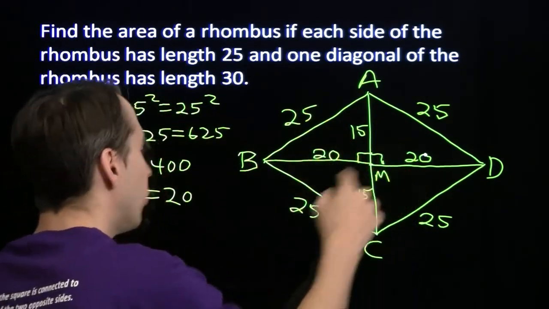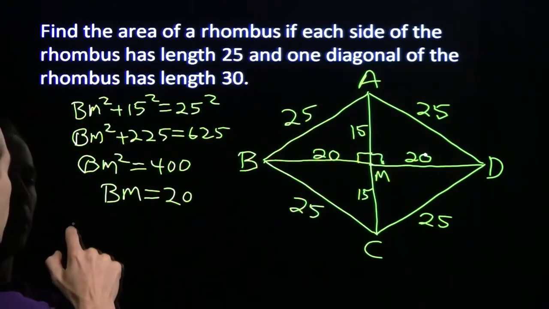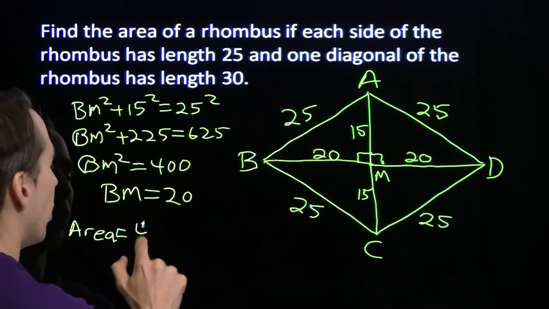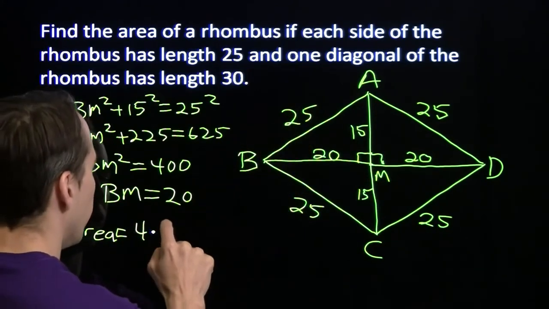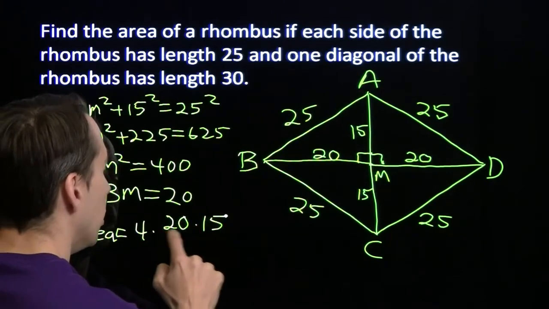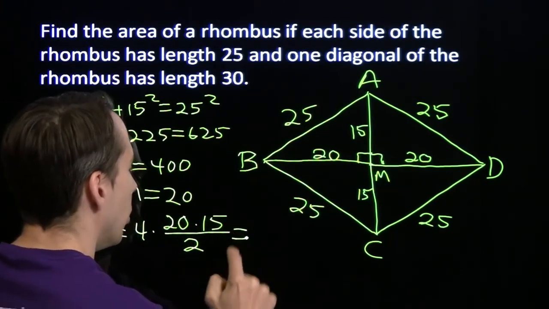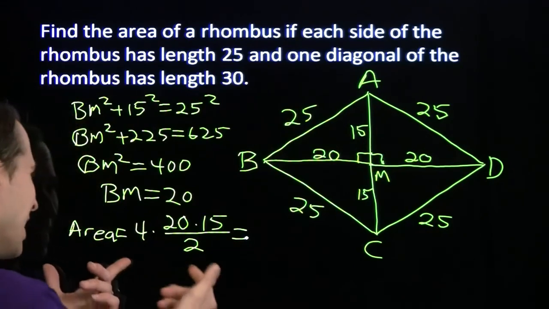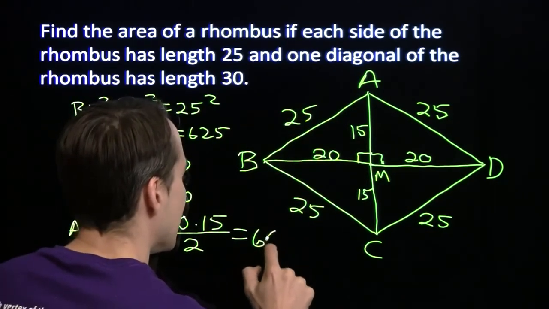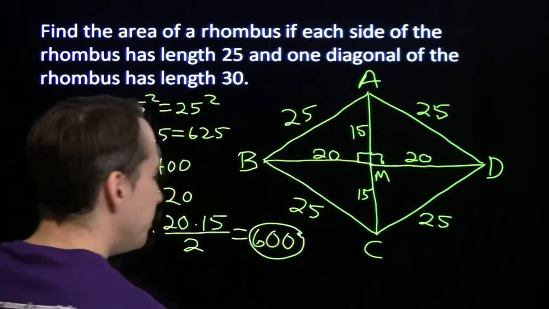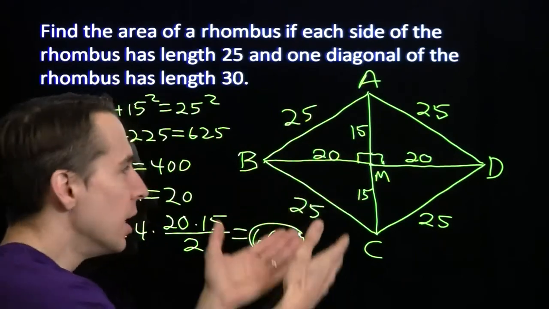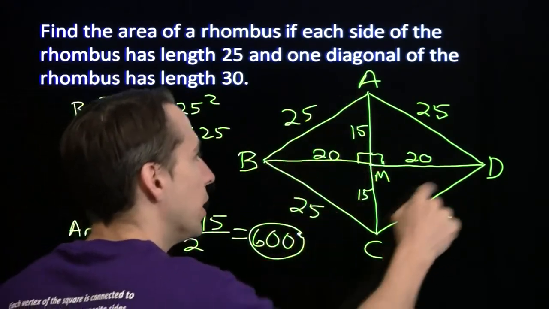We've got our 4 right triangles, so our total area is 4 times the area of one of these right triangles. These are all identical. Each triangle has area 20 times 15 over 2. 20 divided by 2 is 10. 10 times 4 is 40. 40 times 15 is 600. We've got our answer. But much more important than this answer, we have a better way to look at a rhombus than just 4 equal sides.